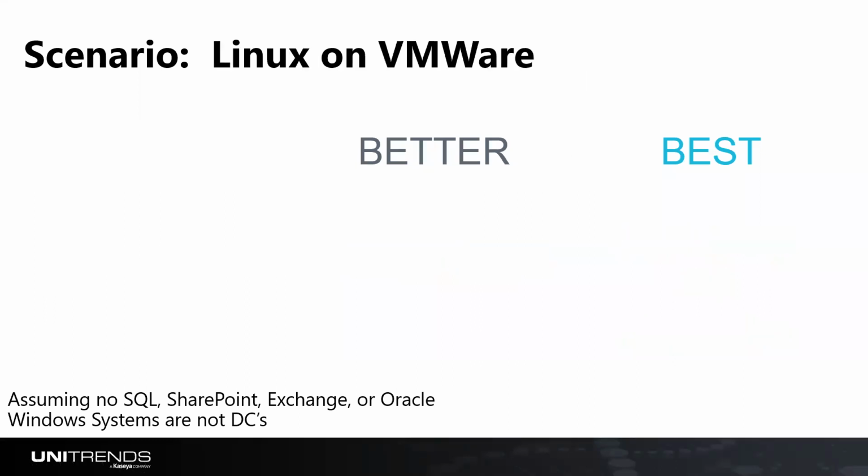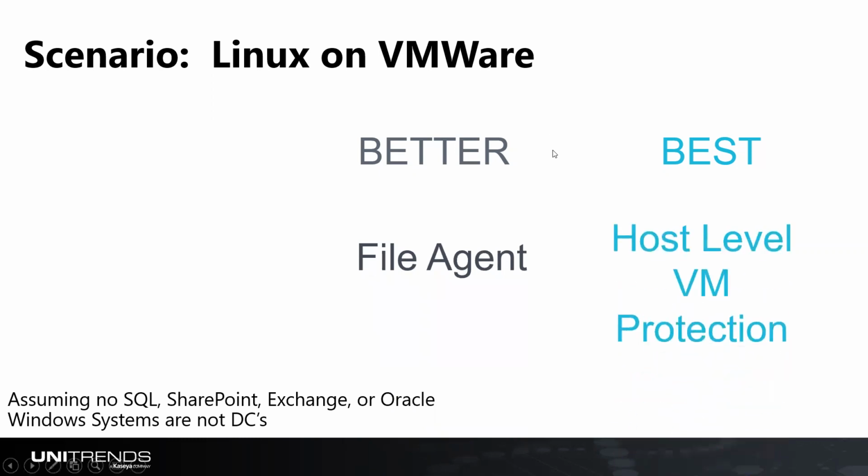When we move into a Linux system on VMware, we're only going to be able to look at the better and best. So we'll start with a file agent, as the Windows image agent is not supported on Linux at this time. But then we'll also talk about the very best thing that we can do for Linux or any other VM living on VMware is to utilize the VMware backup and back it up at the host level.